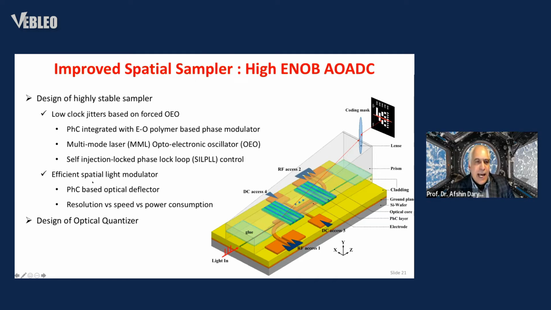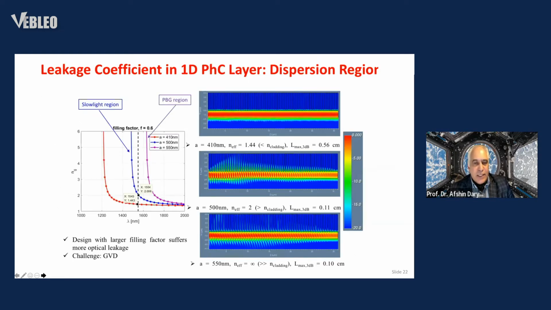The key aspect is we wanted to have the sampling using very low jitter clocks. And then we wanted to have very efficient light modulators based on the photonic crystal, and the issue of the optical quantizers we have already addressed.